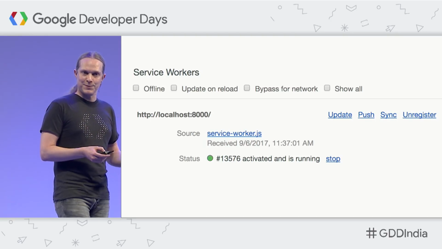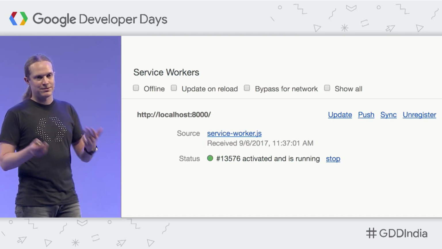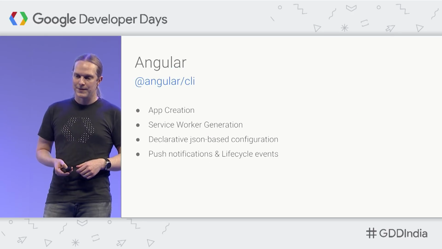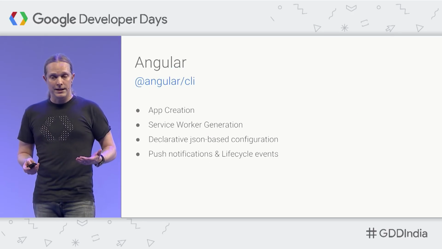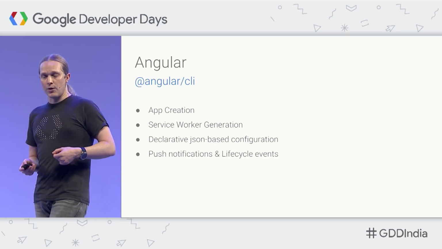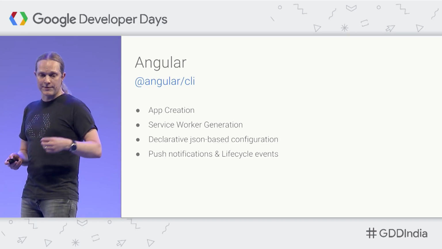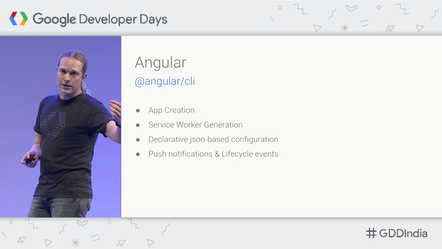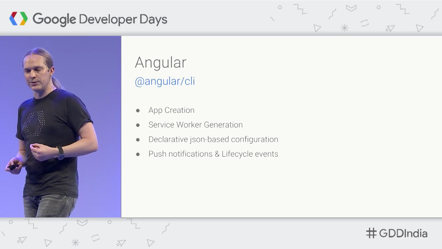And as per usual, go take a look at the developer tools, and there's your service worker. And then, finally, we can take a look at Angular. So Angular CLI tool will also give us the app creation, service worker. What they do with the service worker is a little different.